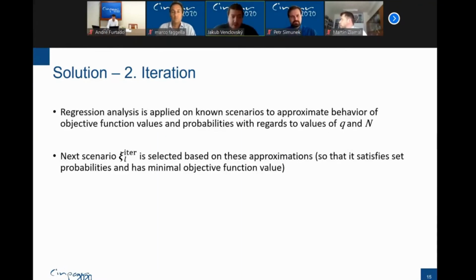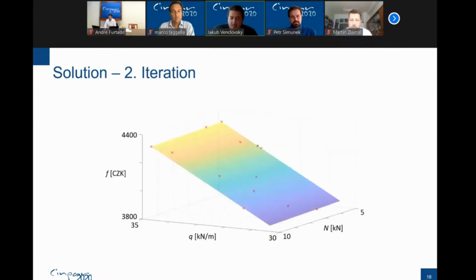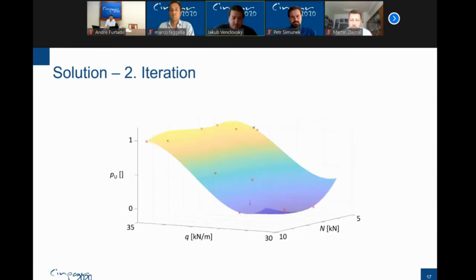And now the next scenario is selected based on these approximations. So we select the scenario which, in the approximations, satisfies the probability constraints and has minimum objective value. This is the black cross, which can be seen here. So it's the future scenario which will be tried as a possible solution for the problem. The same for ULS, SLS, and their probabilities.